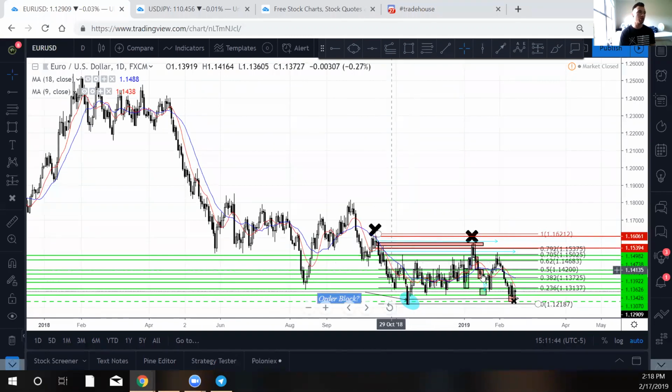Okay, is there structure in here that's been kind of violated? Yes, yes, and yes. This structure right here at 1.1340 was violated. So if it got violated here and here, it kind of begs the question, where are we going longer term?